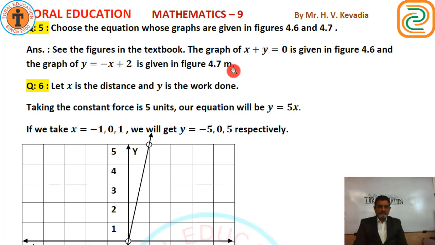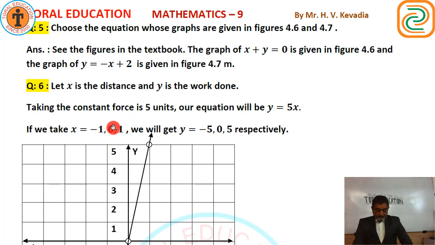This m should not be considered because here I have made a mistake. There is no m at all. Now question number 6. I am reading question number 6.